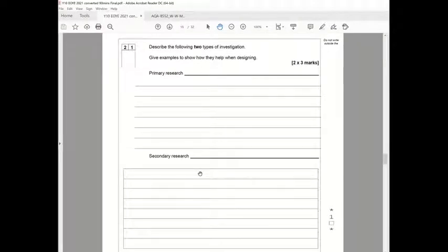Primary and secondary research. Primary research, we went through it during the revision lessons, but I just maybe think that you haven't really quite covered it in enough detail yet, and we're going to cover it when we do our product analysis in the next few weeks. But primary research is research that you do, and you do it firsthand.